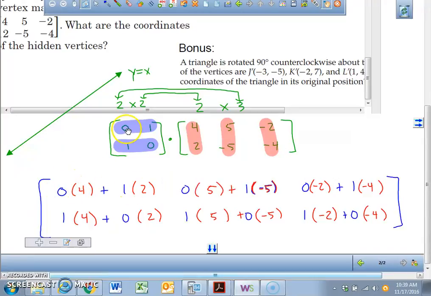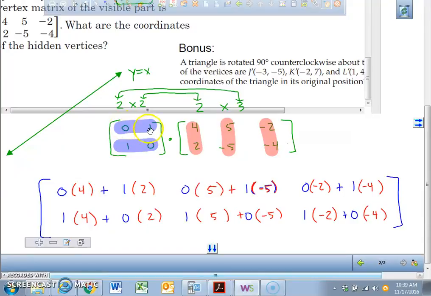This is the first row times the first column: 0 times 4 plus 1 times 2. And the second one is 0 times 5 plus 1 times negative 5. So I set everything up. Notice a pattern here. What's happening with the 0? The 0 is being multiplied to all the numbers in the first row, right? Every single time. The 0 is being multiplied to the 4, the 5, and the negative 2. What's the 1 being multiplied to? All the numbers that are in the... So the trick is, everybody, if you start out with a 0, don't do the long process.